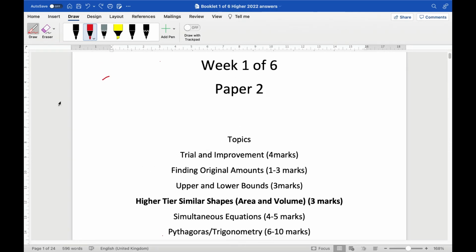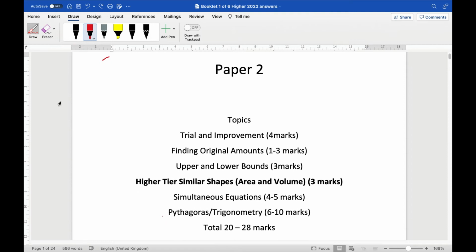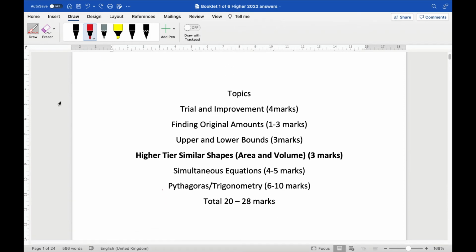Hello everybody, welcome to booklet 1 of 6, our first booklet, but actually from the calculator paper. So booklets 1, 3 and 5 are calculator, 2, 4 and 6 predominantly non-calculator. However, as we go along there are little bits that are on both lists, and in booklet 5 and booklet 6 you will get a full revision list for each paper where you can see exactly what you need to revise. So this booklet is predominantly paper 2.